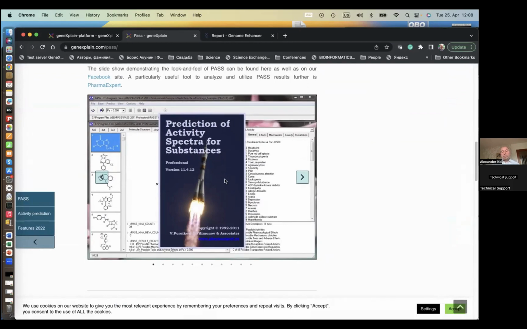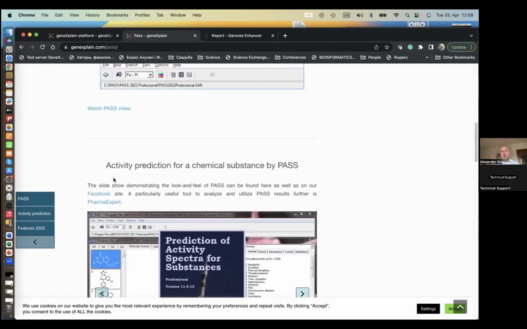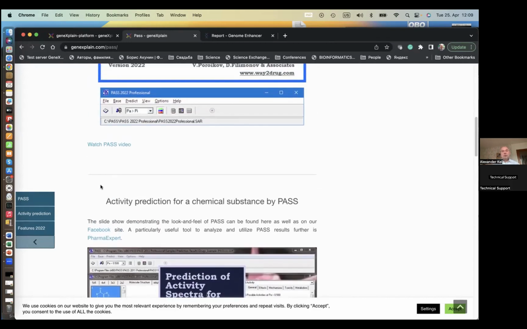You load it into this program, and very quickly, in milliseconds, it creates a prediction for each compound. It predicts effects, like whether it's anti-tumor or has an effect on a particular target. Almost 5,000 different effects in general it can predict, and then it selects those drug-like molecules which can be important for the activity which you want to predict. So that's PASS. Please have a look at this.